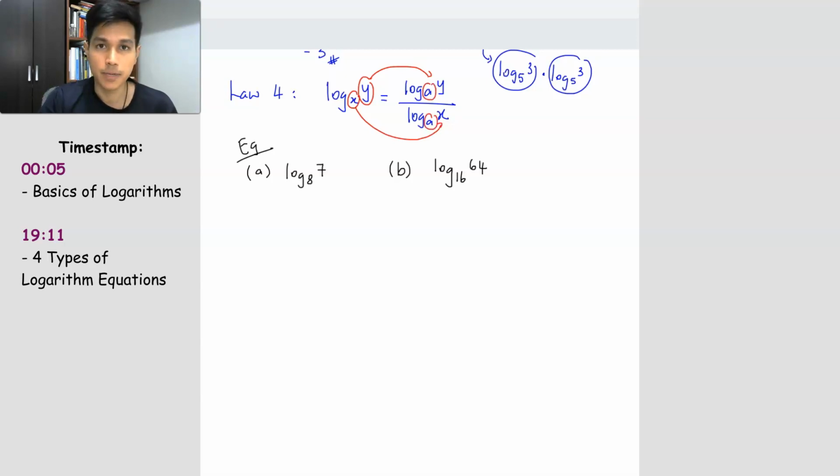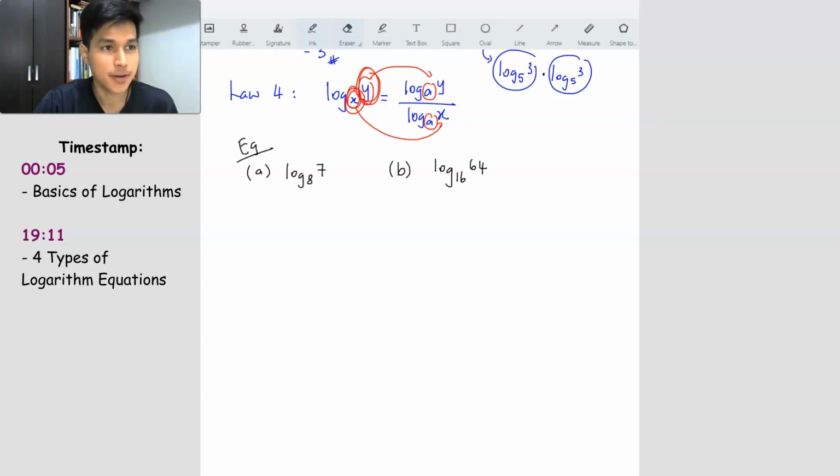So if you want base a, then log base a, top and bottom. If you want log base b, then log base b, top and bottom. The main thing is the top value goes to the top and the base goes to the bottom. You write it in terms of a fraction. So that's how you change base.